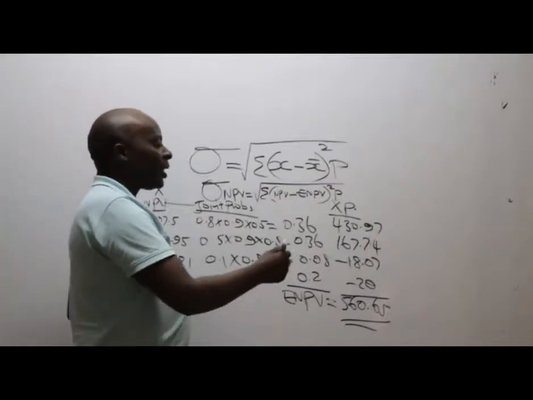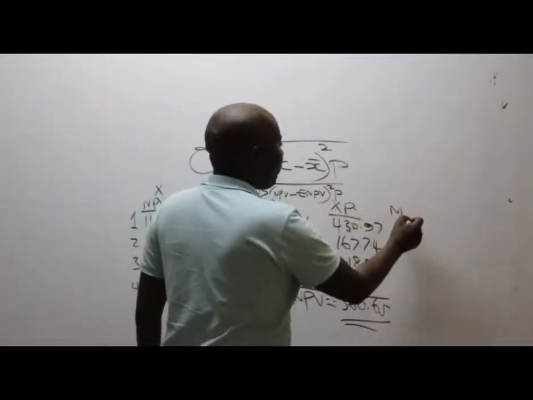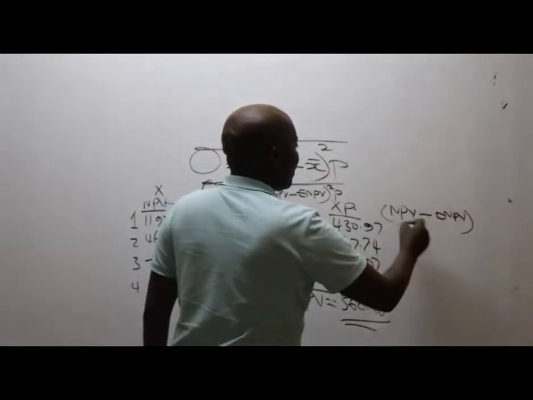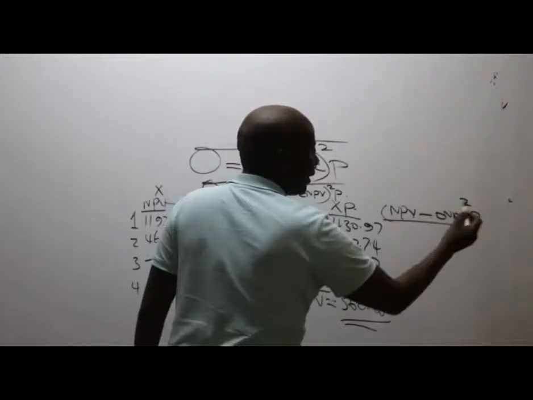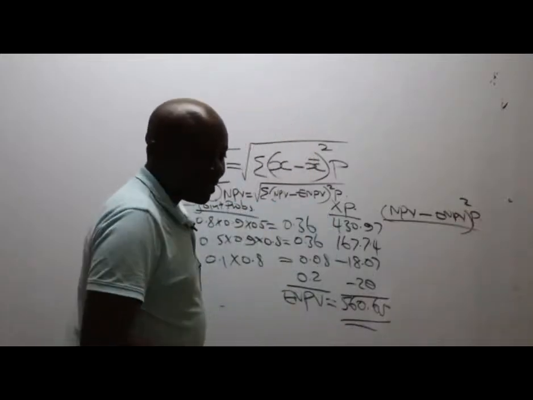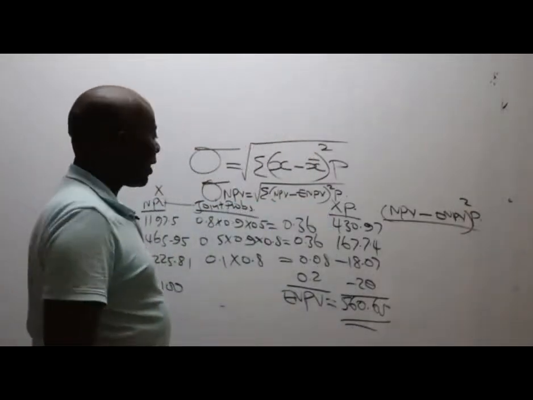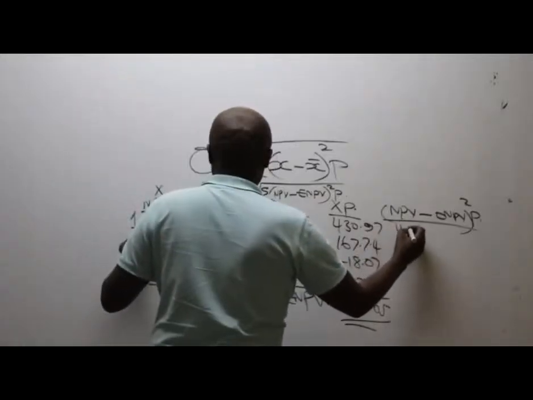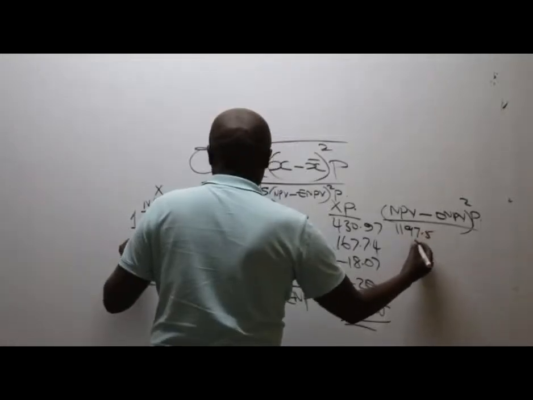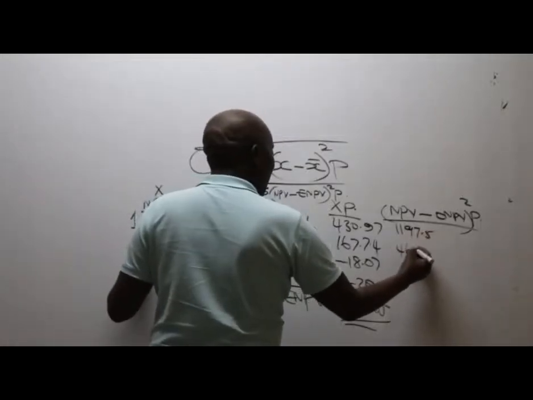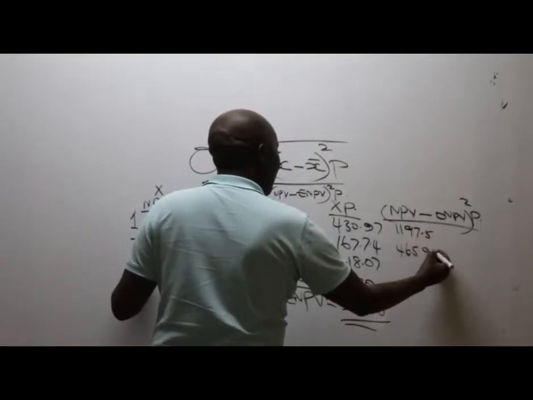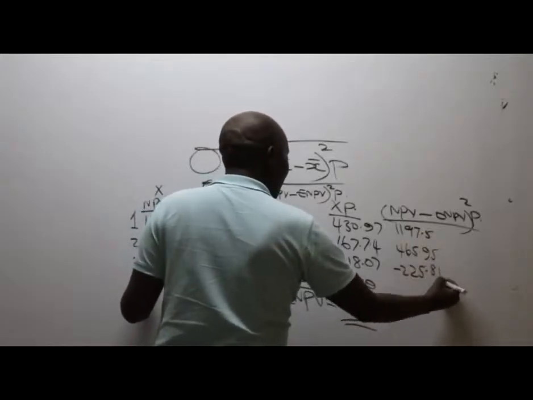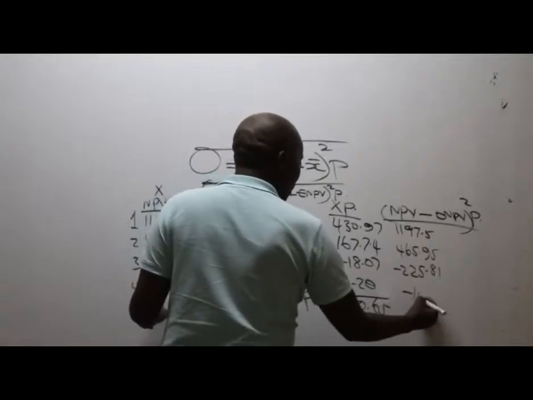So then create a column here of NPV minus expected NPV squared times probability. Create a column like that. So we start with the NPVs. They are here. I'm simply copying them down. These NPVs are here: 1197.5, 465.95, minus 225.81, and minus 100.